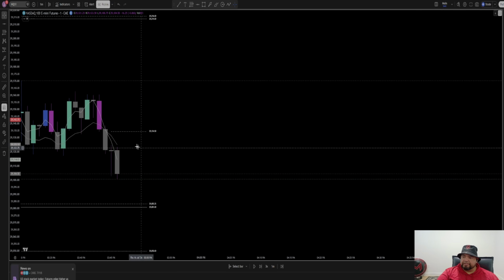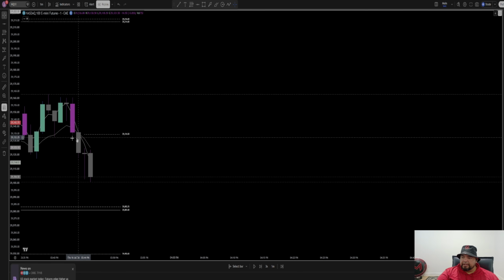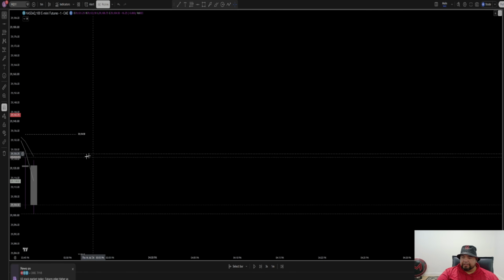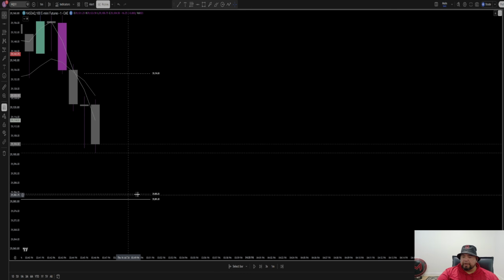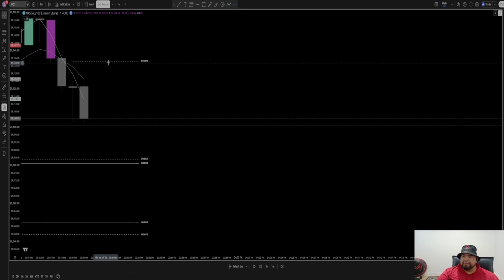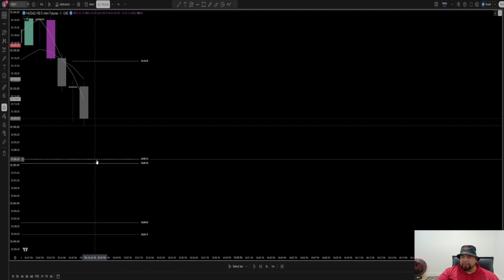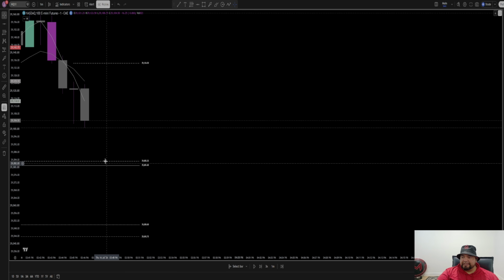Okay, there's that 1 minute level created right here, 29,134.50. So now I have two levels to gauge for, 29,134.50 and 29,083. So what I want MOC to do is to hang out near one of these levels, either right below this one or right above this one, and then I want to see this area hold.